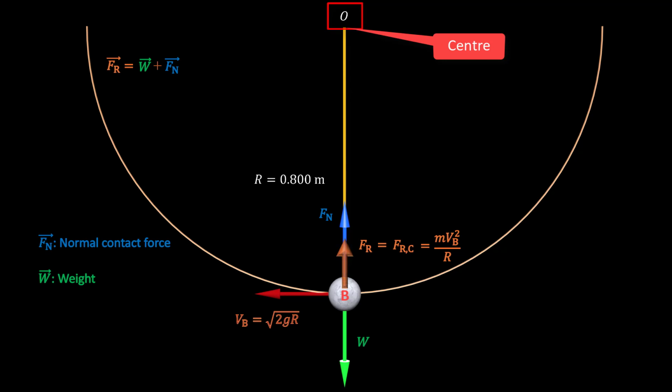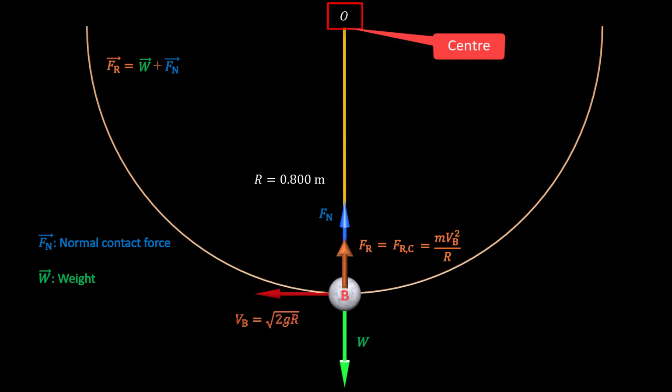The direction of the weight W is vertically downwards. This we know right from the start because the force of gravity is vertically downwards. The direction of Fr is vertically upwards because Fr has to provide the centripetal force. And the centripetal force has to point vertically upwards because the center of the semicircle is vertically above the point B. However, we don't know the direction of the normal contact force Fn.